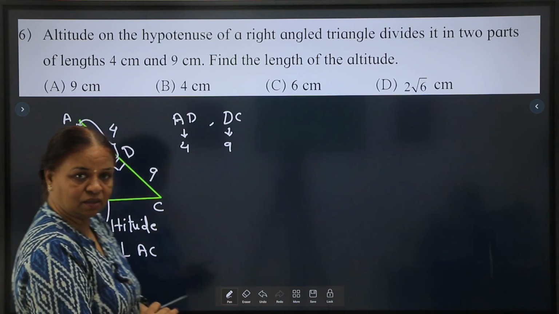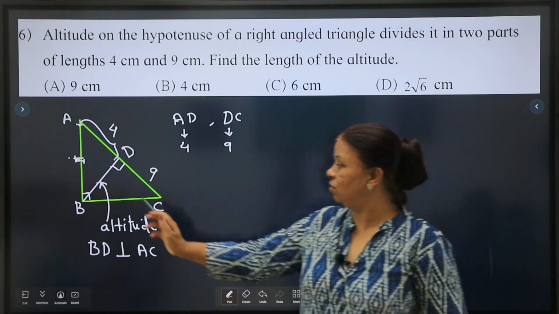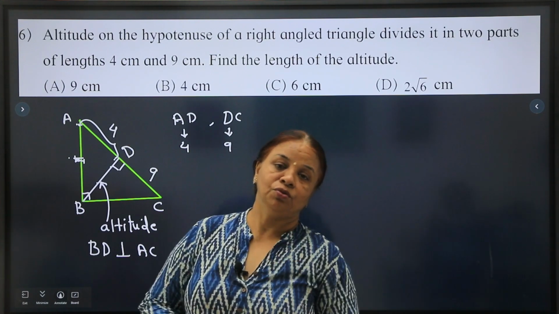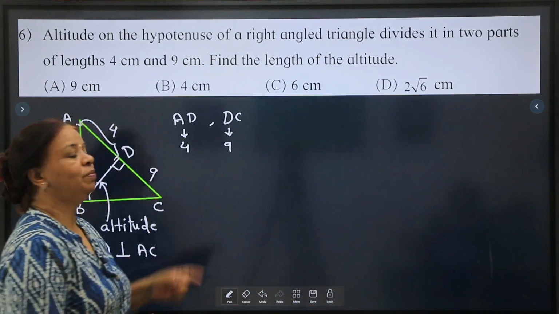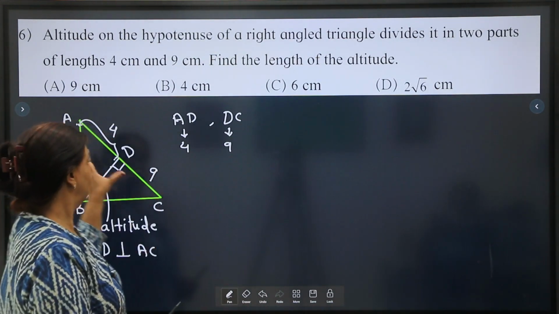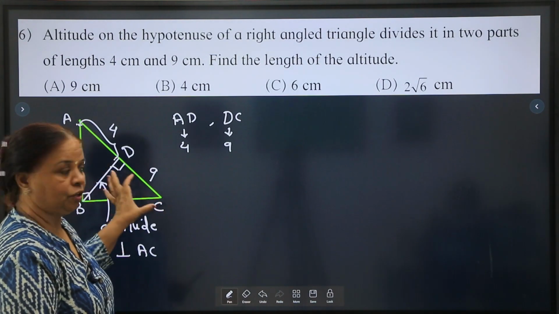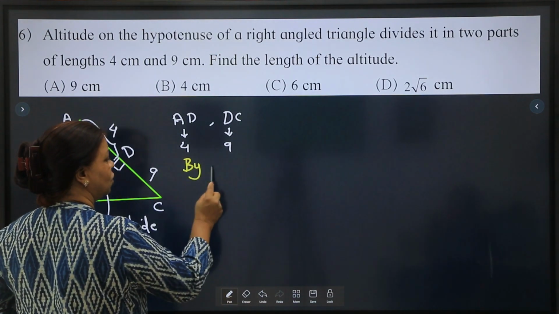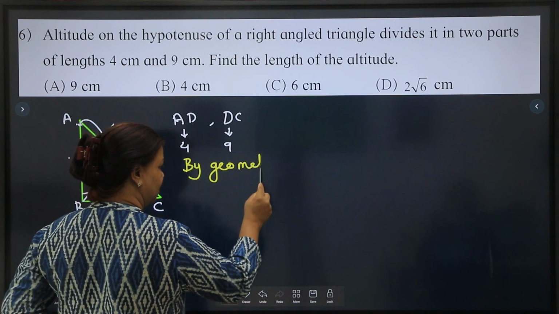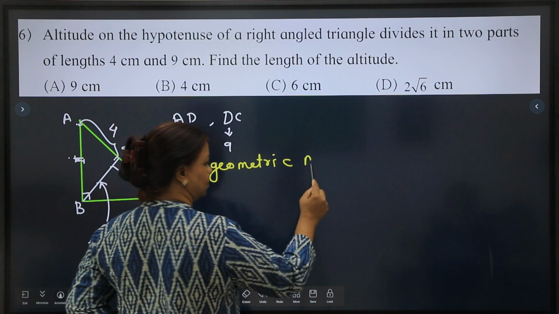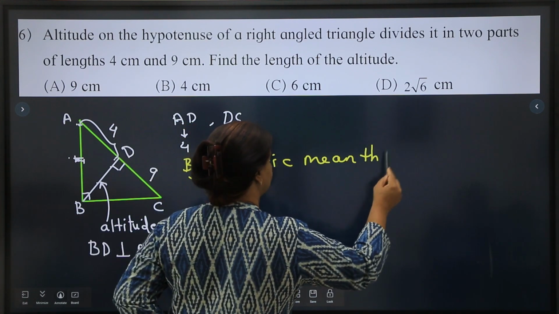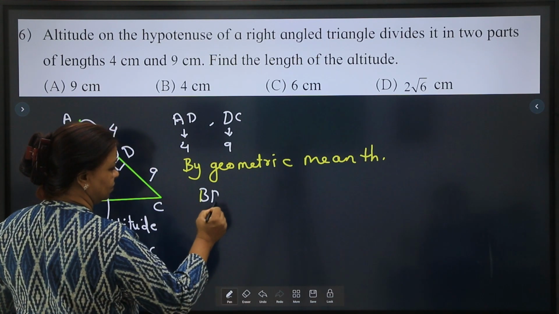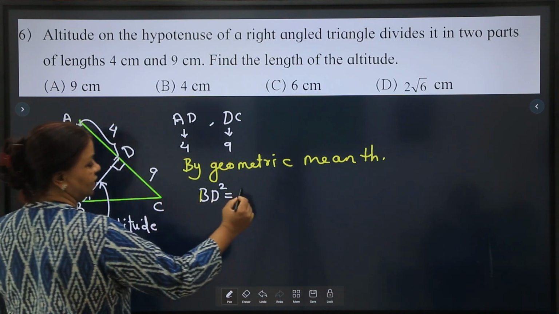You know children, we have done in the theorem, the geometric mean theorem. If you draw a perpendicular line from the right angle of the triangle on the hypotenuse, then that hypotenuse will be divided. The altitude will be the geometric mean of the other two parts on the hypotenuse. So let's use that. By the geometric mean theorem, and what is that geometric mean theorem? BD square is equal to AD into DC.